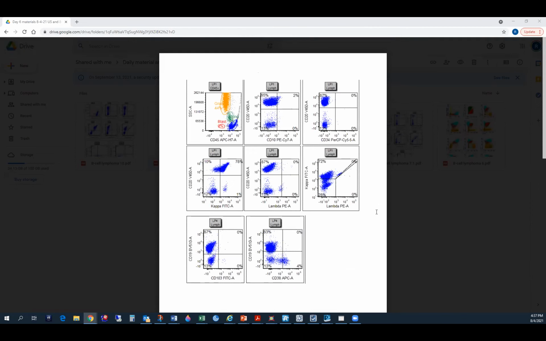Okay, so I think we will just call it a kappa restricted mature B cell neoplasm. That's where I am. I won't go after this partial 23 positivity with anything. It's 5 negative, 10 negative. So it is CD5 negative and CD10 negative.